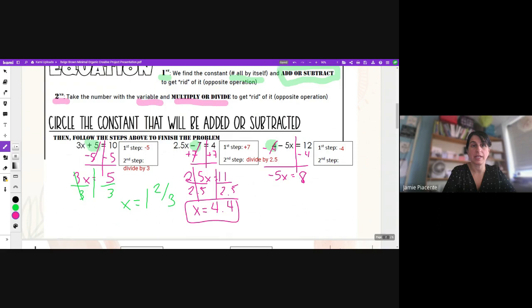Okay. Now, my second step, it's being multiplied. How do I undo multiplication? I'm going to divide by a negative 5. So let's divide both sides by negative 5. 8 divided by negative 5 gives me negative 1.6. So again, the first step is we either add or subtract. We're getting rid of the thing without the variable. After we get rid of that constant or the number all by itself, then we multiply or divide. We move to the number that has the variable. So we're going to do a bunch more. Let's continue on.